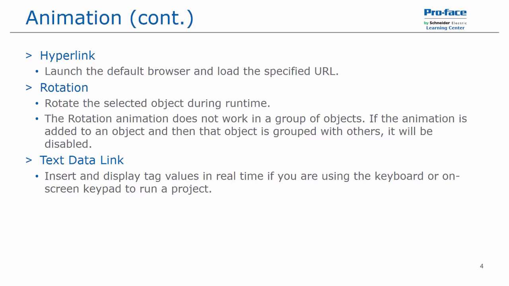And then text data link, which we've seen a little bit already when we looked at active objects, allows you to insert and display tag values in real time if you're using a keyboard or on-screen keypad to run the project. And then the command animation, which we've seen as well, allows you to execute a script or built-in function command at runtime.